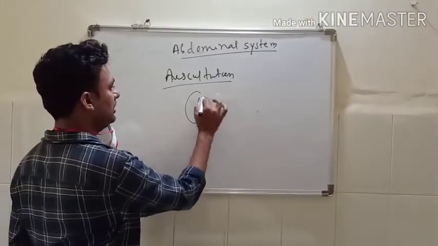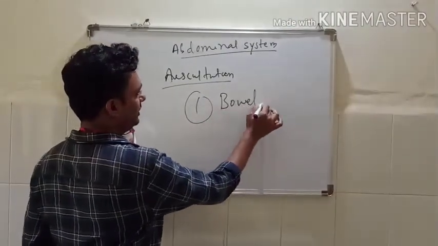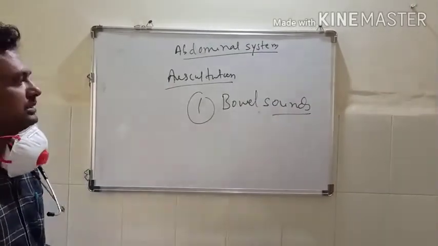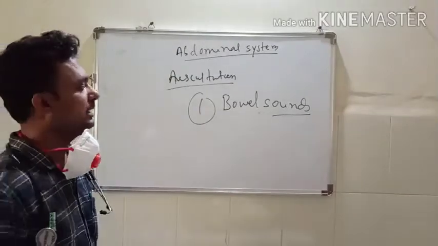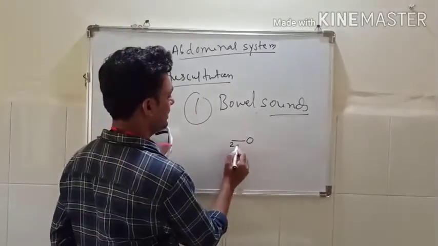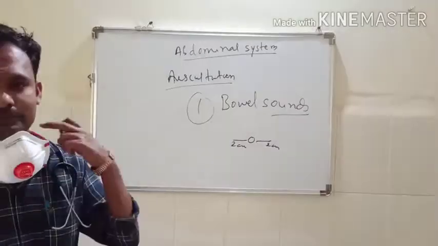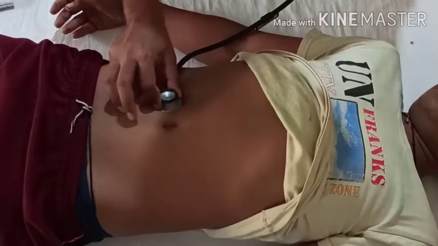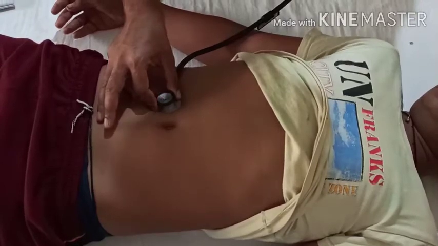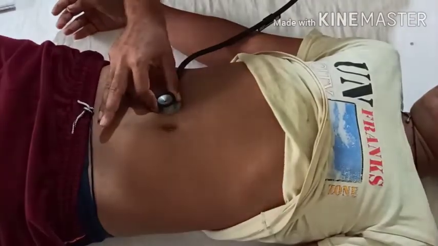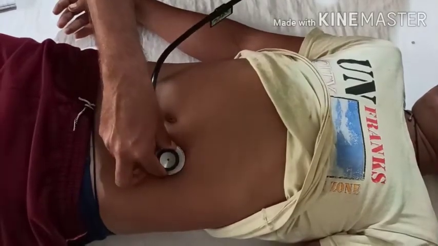Auscultation is only done for bowel sounds. It is done 2 cm on either side of the umbilicus. Let me demonstrate that. 2 cm away from the umbilicus you have to place the stethoscope, and it should be placed for a minimum of 3 to 4 minutes so that the bowel sounds are heard on this side and on this side. 3 to 4 minutes it has to be placed to hear bowel sounds.